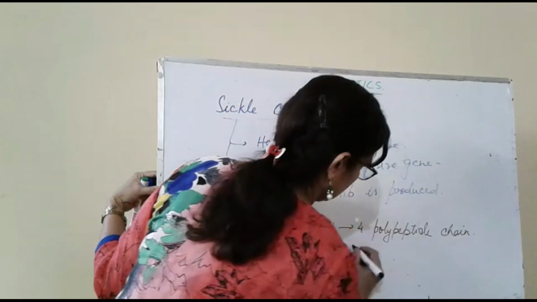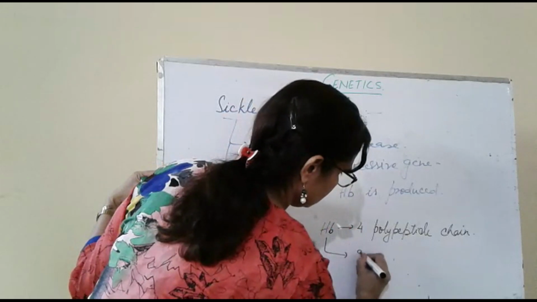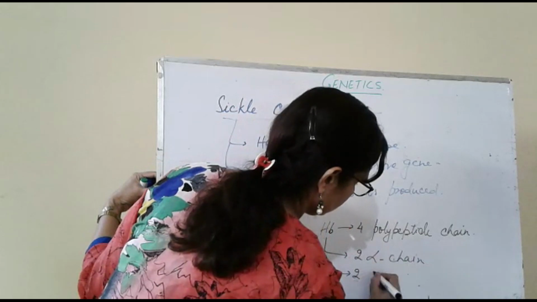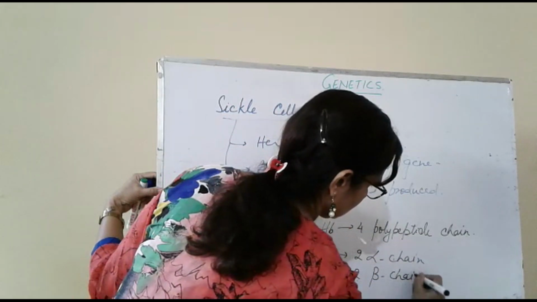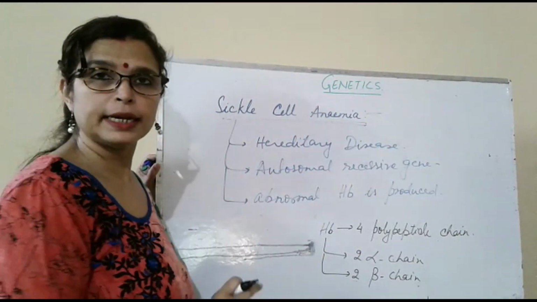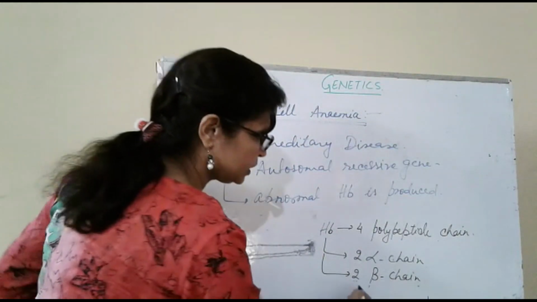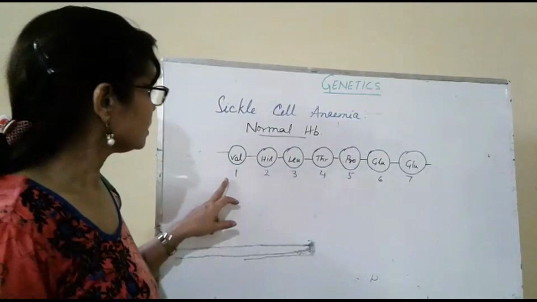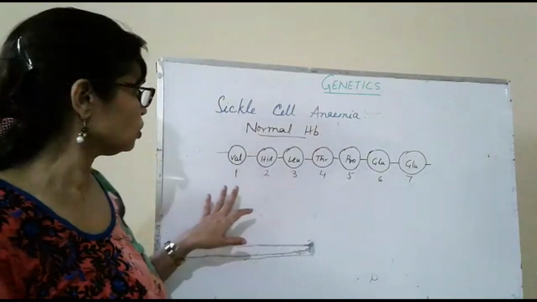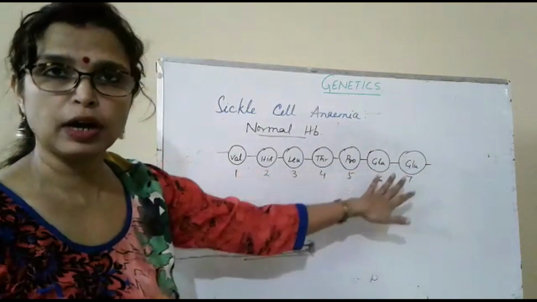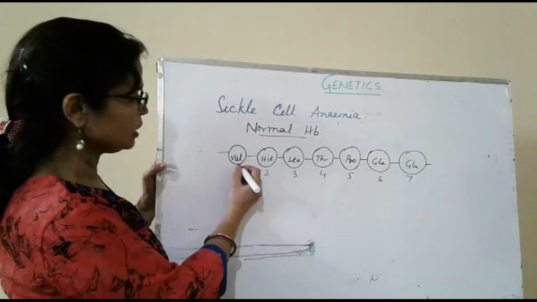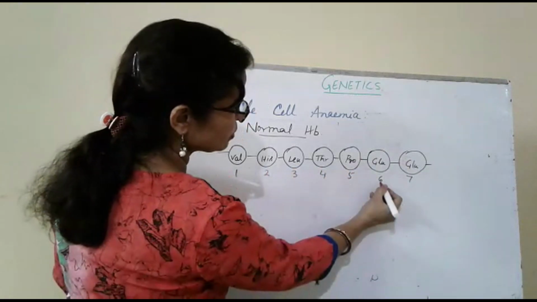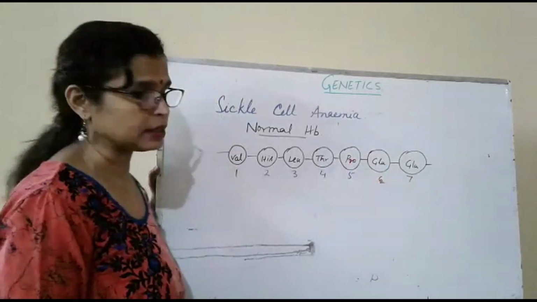In sickle cell anemia, the structure of the beta chain is changed. It is distorted. This is the beta chain of normal hemoglobin, and this is the sequence of amino acids. At the first position valine, then histidine, leucine, and so on. At the 6th position glutamic acid is present.